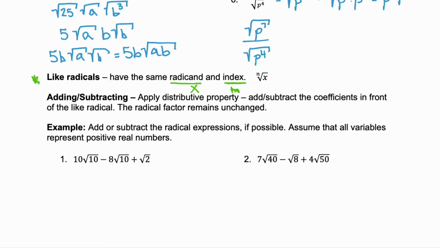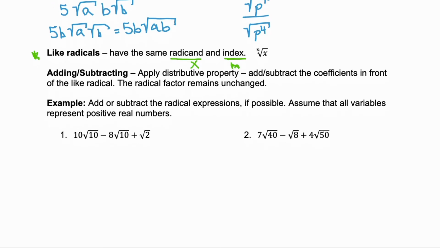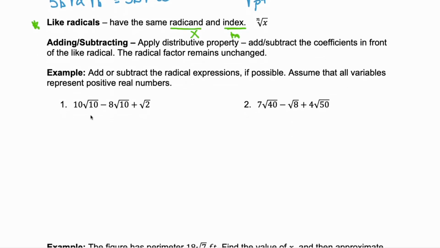As long as those two things are true, we can add and subtract them. We use the distributive property, and we add or subtract the coefficients in front of the radical. Let's look at the first example. We're going to add and subtract these three terms. First, we want to make sure that each of our radicals is as simplified as possible. Well, the only radicals we have are the square root of 10 and the square root of 2. Neither of those contain perfect squares, so that's as simplified as possible.